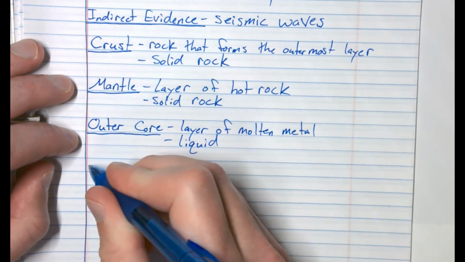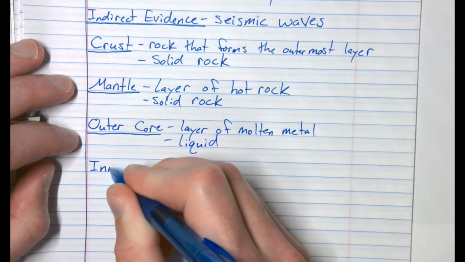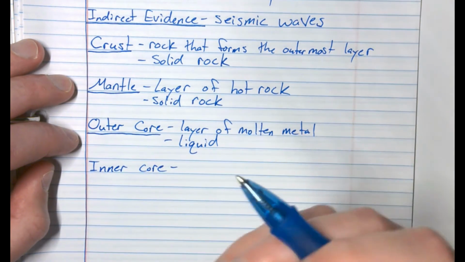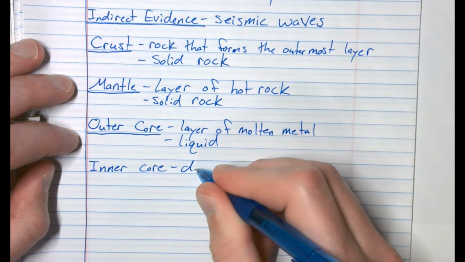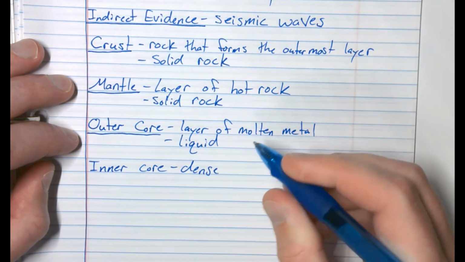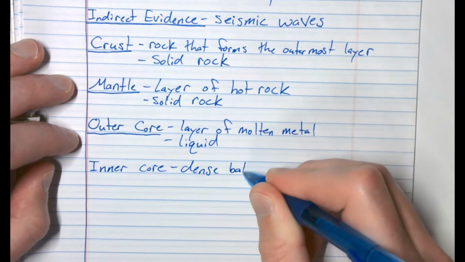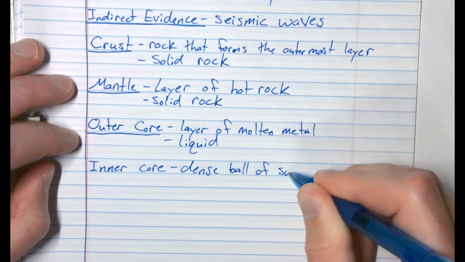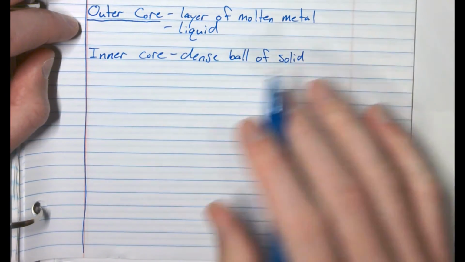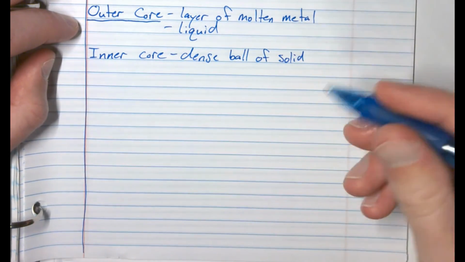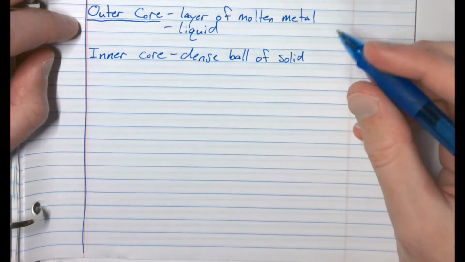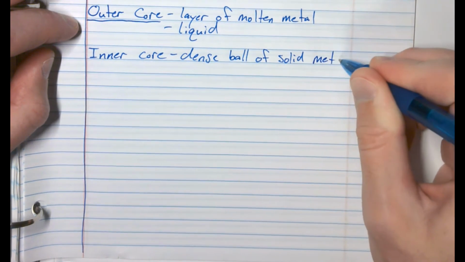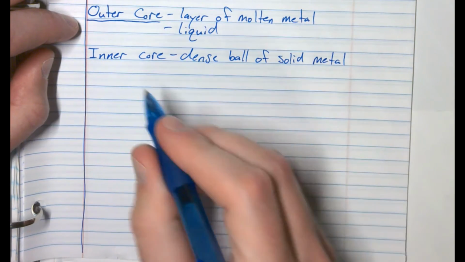And then we have our inner layer, our inner core. And this is definitely solid. It's very dense. It's a dense ball of solid metal. And a lot of scientists think that this is one of the ways that we have a magnetic field. So a dense ball of solid metal.